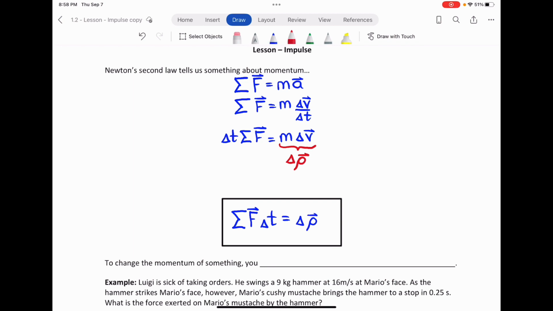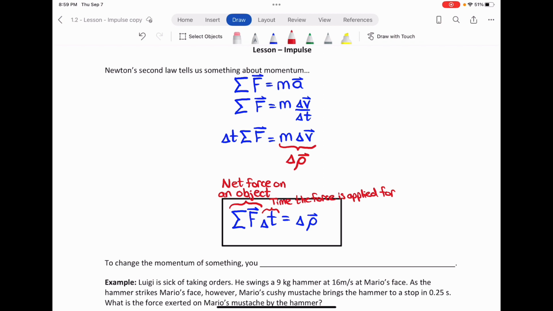Okay, and then I'll also just remind us that this first part, the sigma F, is the net force on an object. This part here, the delta t, is the time the force is applied for. And then delta p is our change in momentum.